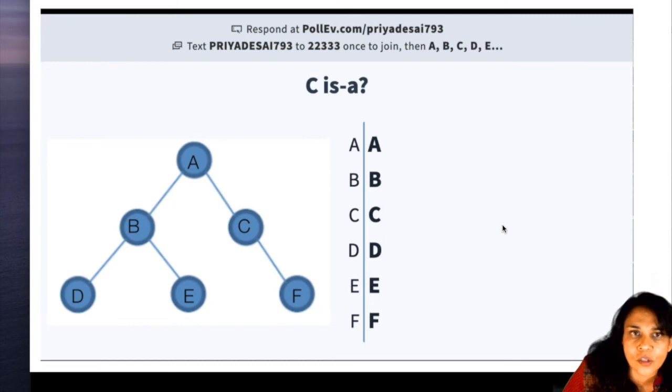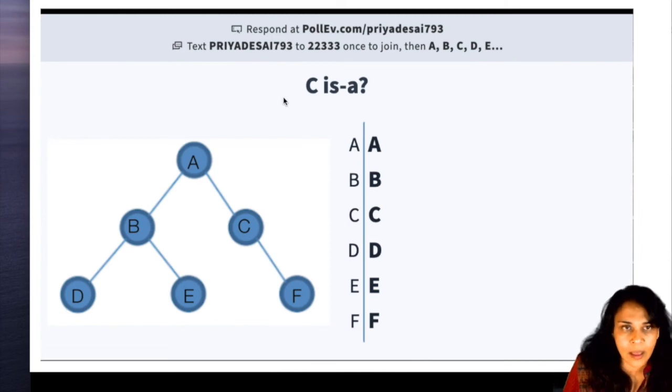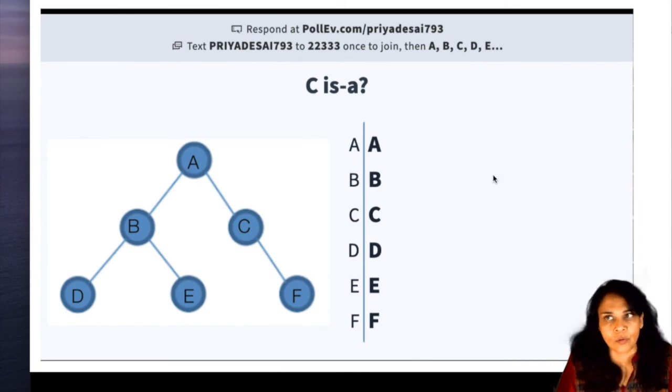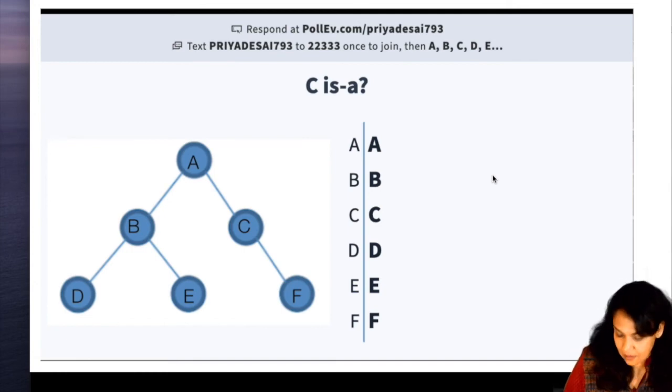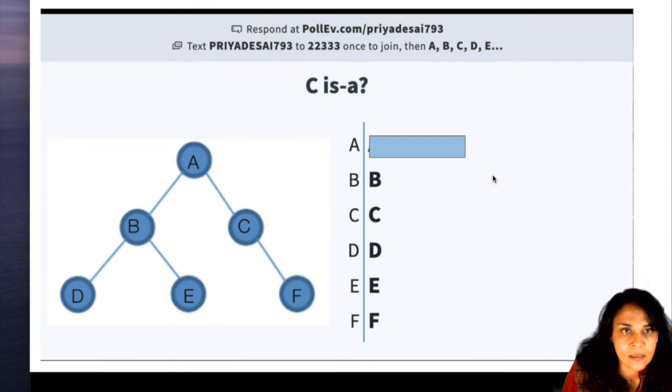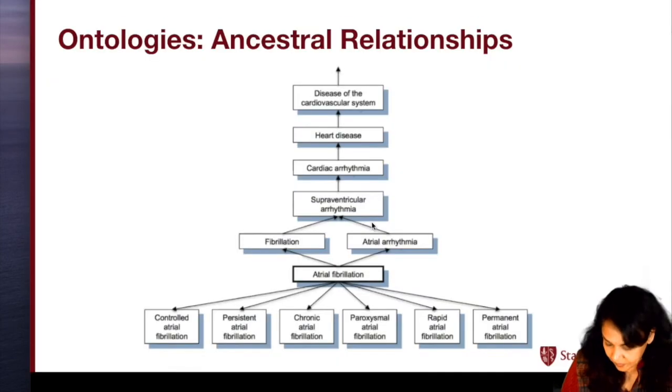All right, so this is just a quick question. Take a couple of seconds before an answer. So C is a. So remember, what is a? Is a descendant, and C is just a descendant of A. So C is a descendant of only A.